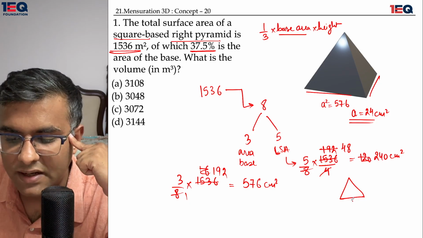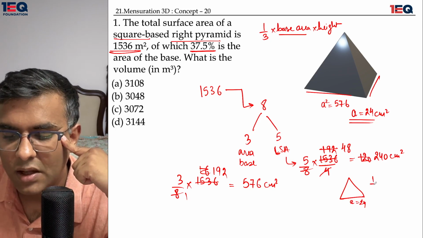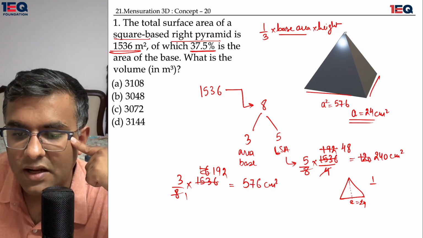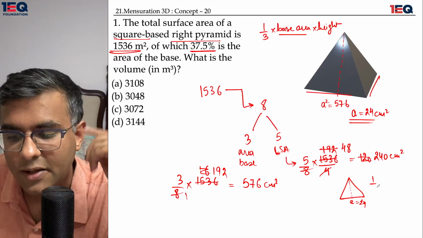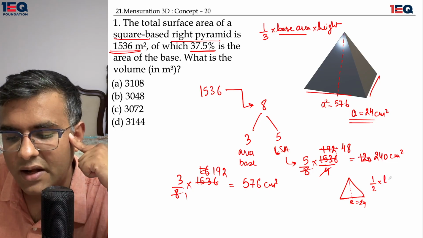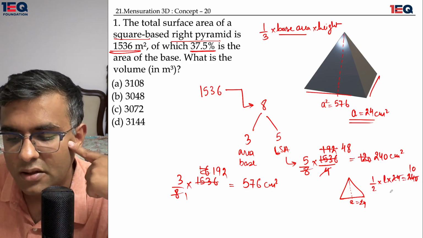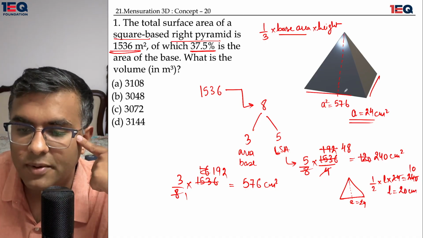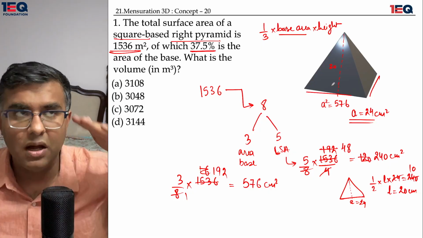The base side is a, which is equal to 24, and I have the area available with me. I'll now try to find out the height of the triangle. The height of this triangle that we are talking about is nothing but the slant height. So half into slant height multiplied by the base, which is 24, is equal to 240. 24 gets cancelled out as 10 here, and the value of slant height comes out to be 20 centimeters. So I have 20 centimeters as my slant height.